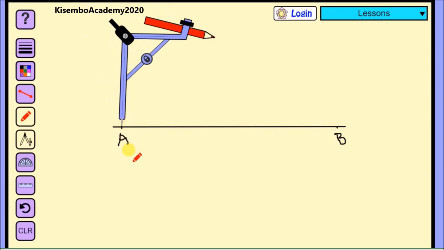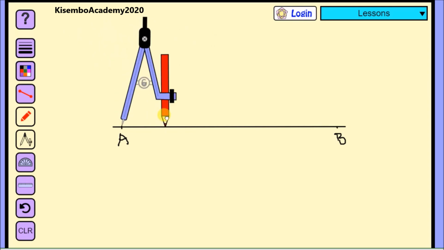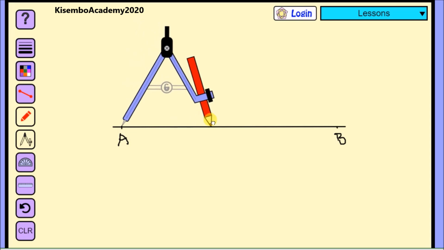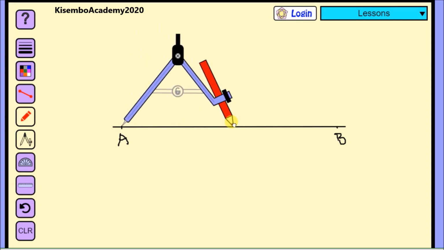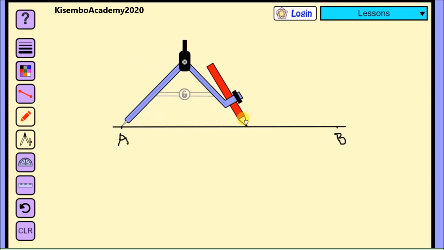So when we are bisecting a line, let's assume this line has two points. We have point A and we have point B. The procedure for bisecting this line is that we are going to get our compass, put our compass needle at point A. Then we are going to stretch our compass. Make sure we stretch our compass until it is slightly beyond the center of the line AB.